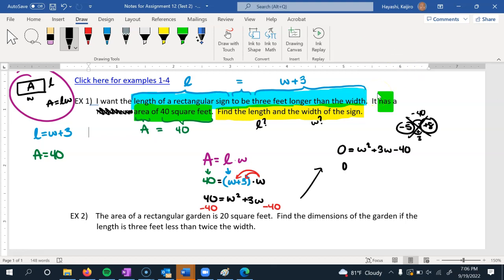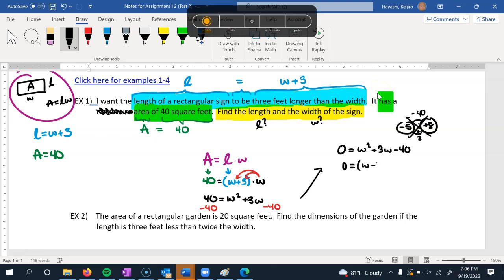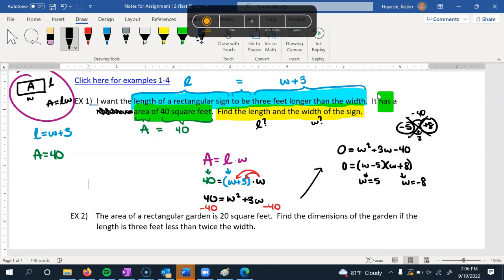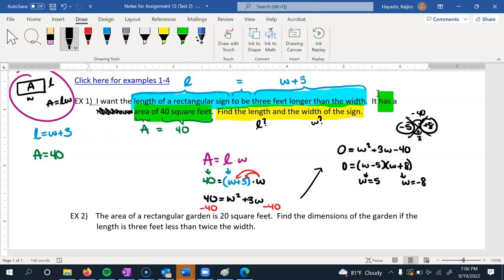So 0 equals W minus 5, and the other factor is W plus 8. Now, what two values of W are these factors going to give you? W equals 5, or possibly W equals negative 8. Which one of these is not a realistic width? Negative 8. And why is that?